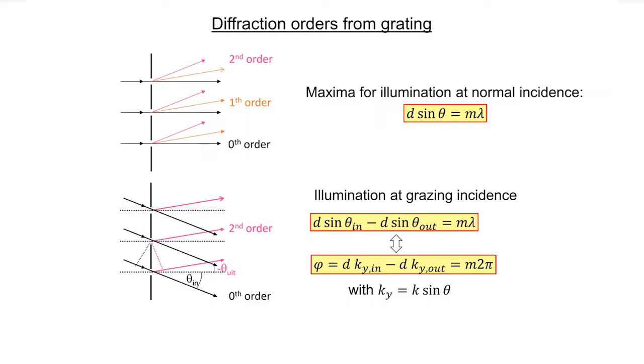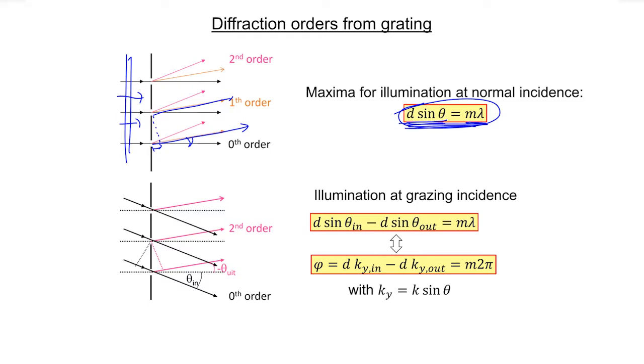Up to now, we considered the interference pattern behind n slits illuminated at normal incidence, where the criterion for constructive interference was related to a path length difference between two contributions, which translates into the equation: path length difference d times sine theta is a multiple of lambda for constructive interference.